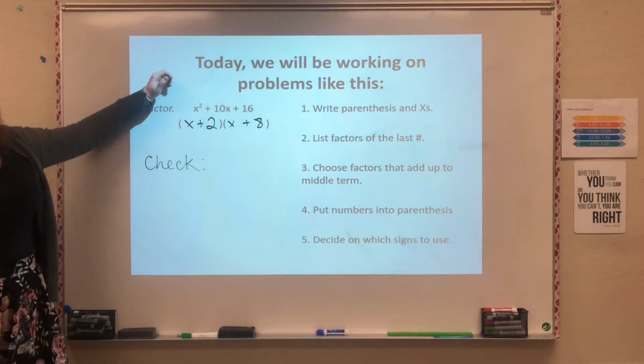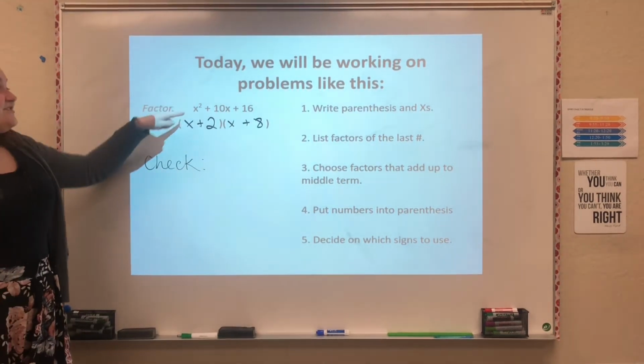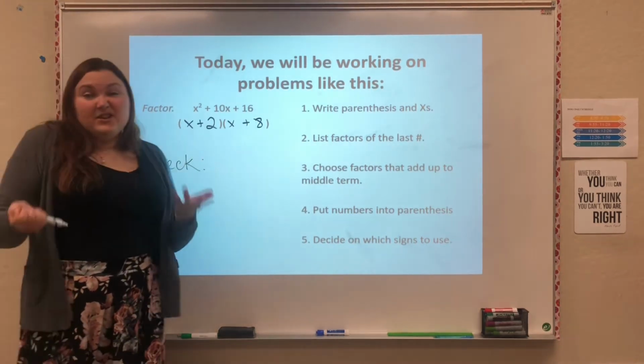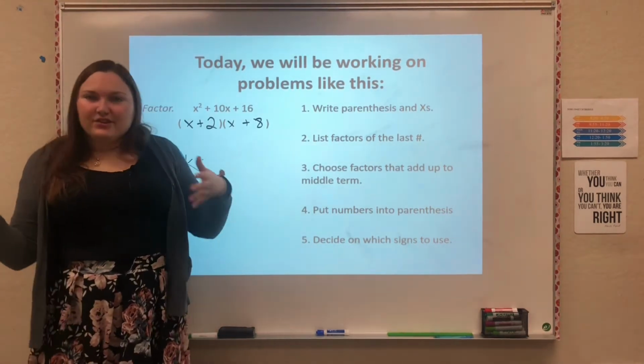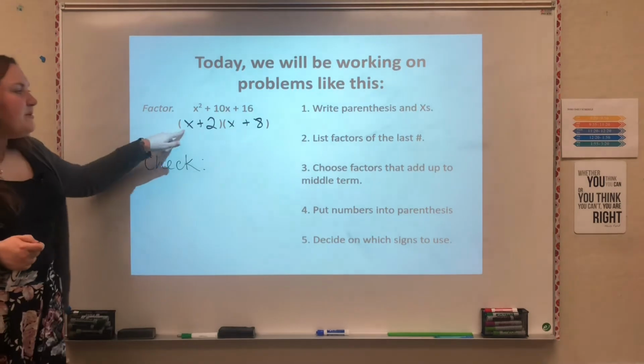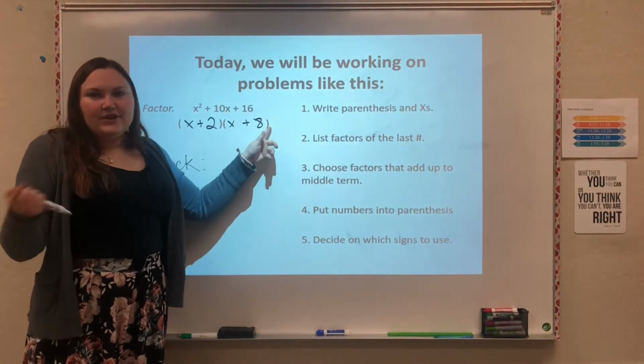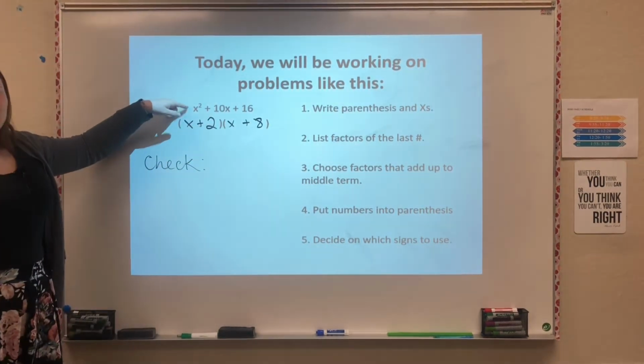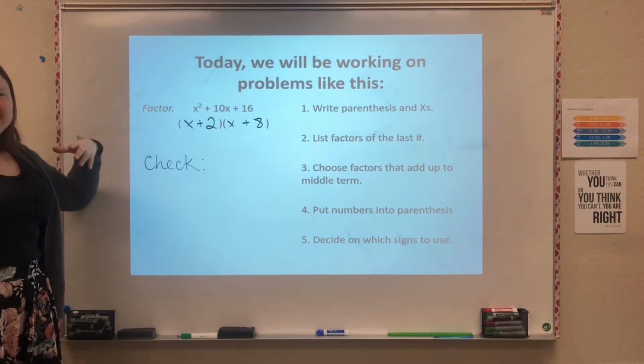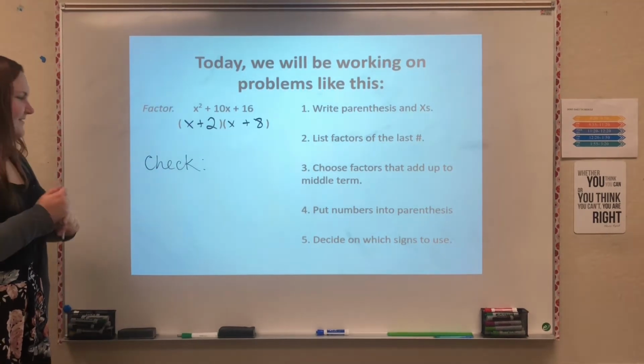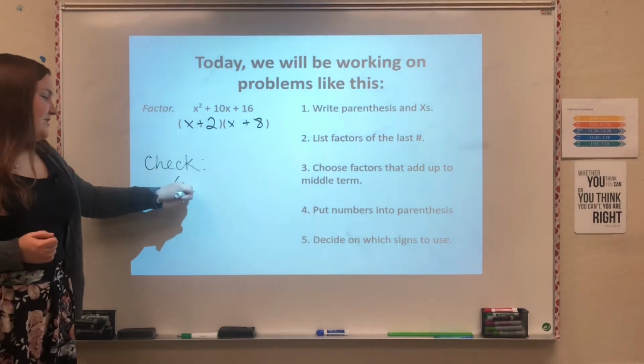When you're factoring, just like we were doing yesterday, these two things are equal. They should be the same. I'm just changing the way they look. So if I were to multiply this back out, it should look like this. We're not changing what it says, we're just changing the way it looks. So my check is, let's actually multiply this out.